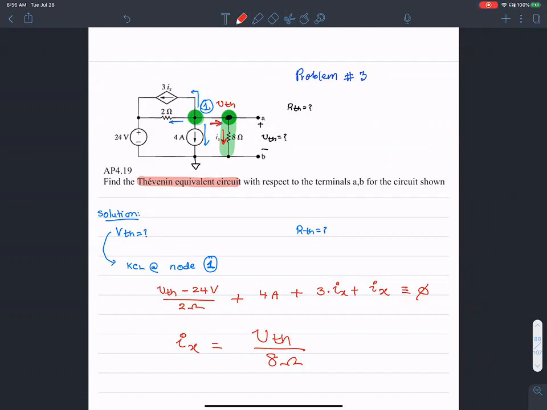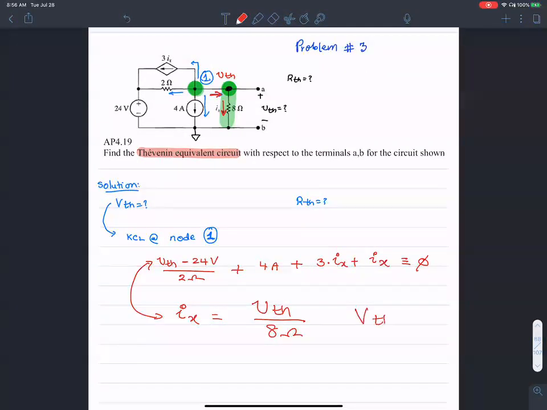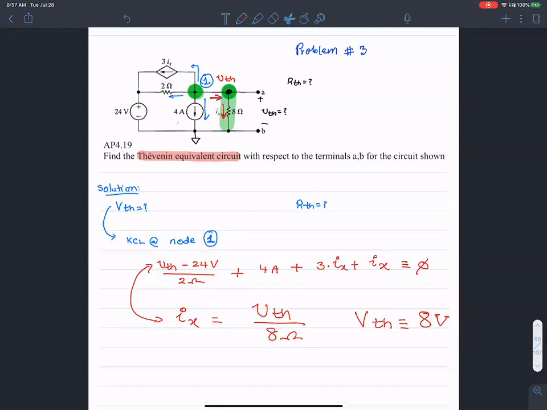By solving these two equations together, we can get a value for V Thevenin to be 8 volts. There are two equations and two unknowns, Ix and V Thevenin, so we should be able to calculate the value for V Thevenin to be 8 volts. But the interesting part is in finding R Thevenin. Let's see if we can do that.